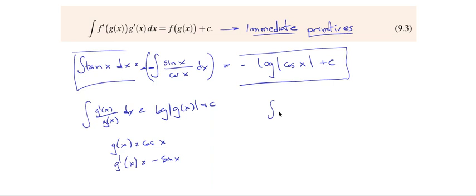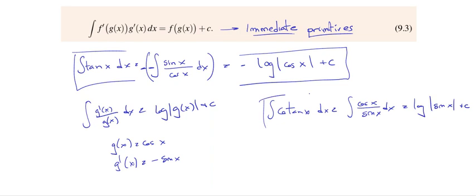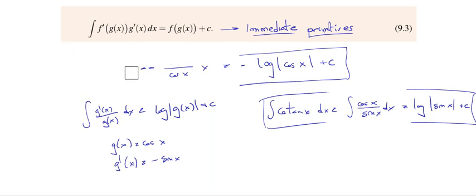And you can see easily, using the same argument, the cotangent, which is the cosine divided by the sine. In this case we have the sine here, and the derivative of the sine is the cosine, so this is directly the logarithm of the sine. Remember these two, or if you don't remember them, at least remember how to find them easily.